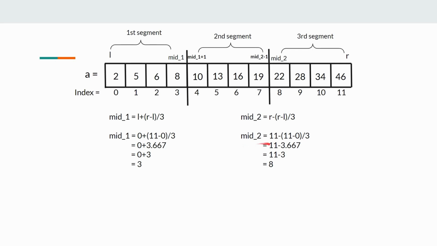And then for mid 2, R is 11. 11 minus 3 is 8. So index 8 is our mid 2. So that's how we divided the entire array into 3 parts.